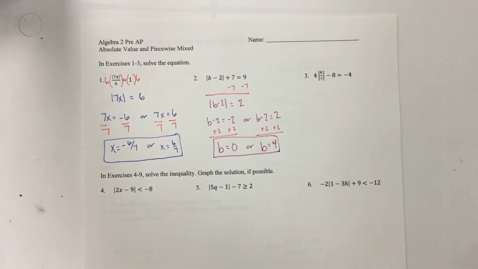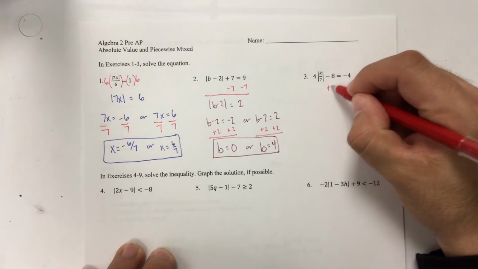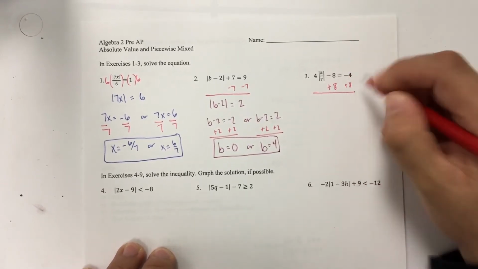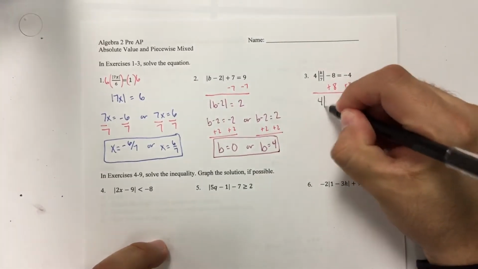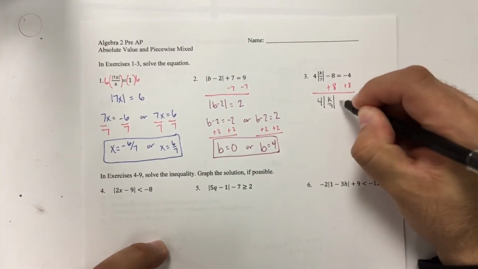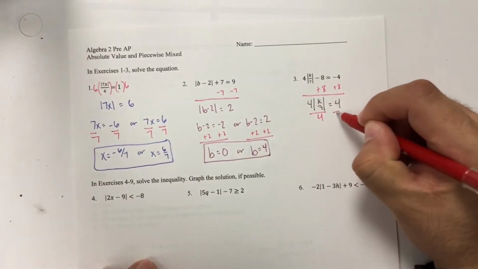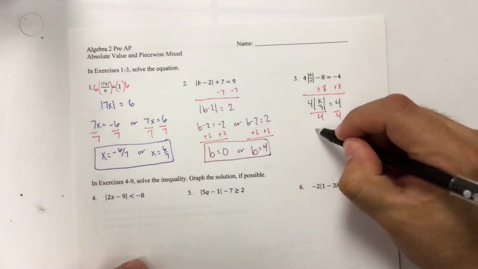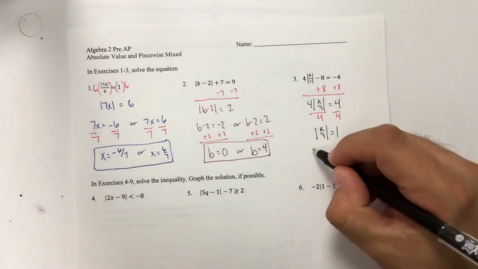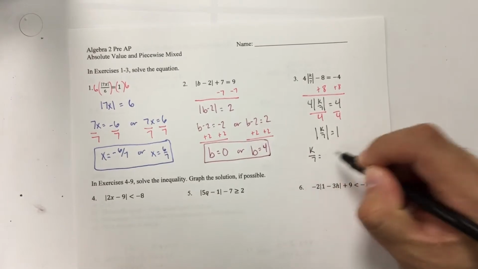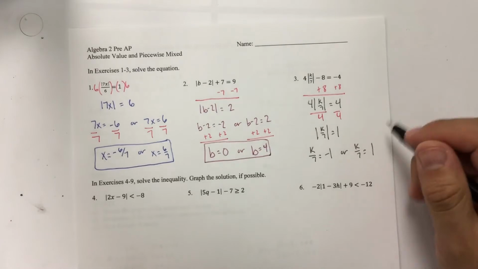All right, for the next one, before I start solving this, I do have to isolate the absolute value expression again. So I'm going to add 8 first to both sides. So 4 times the absolute value of k over 7 equals 4. Then we would divide both sides by 4, and this isolates the absolute value expression. And now we're going to write our two equations. So k over 7 equals negative c, which is negative 1, or k over 7 equals positive c, which is 1.